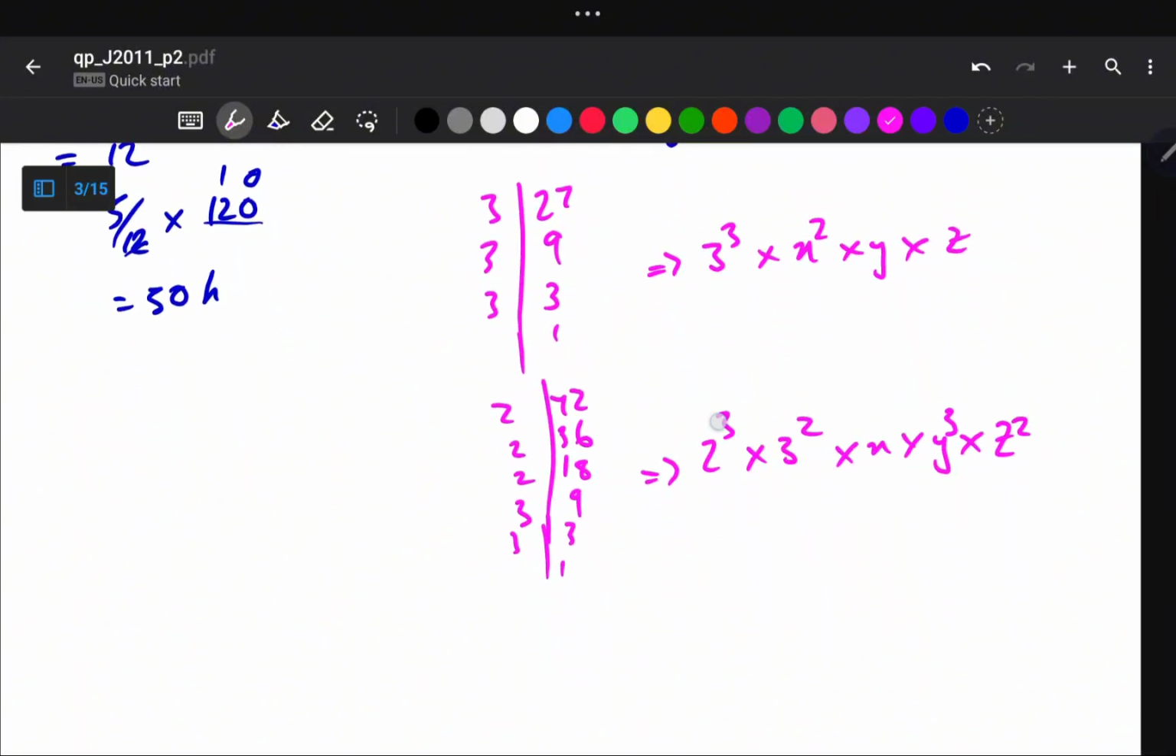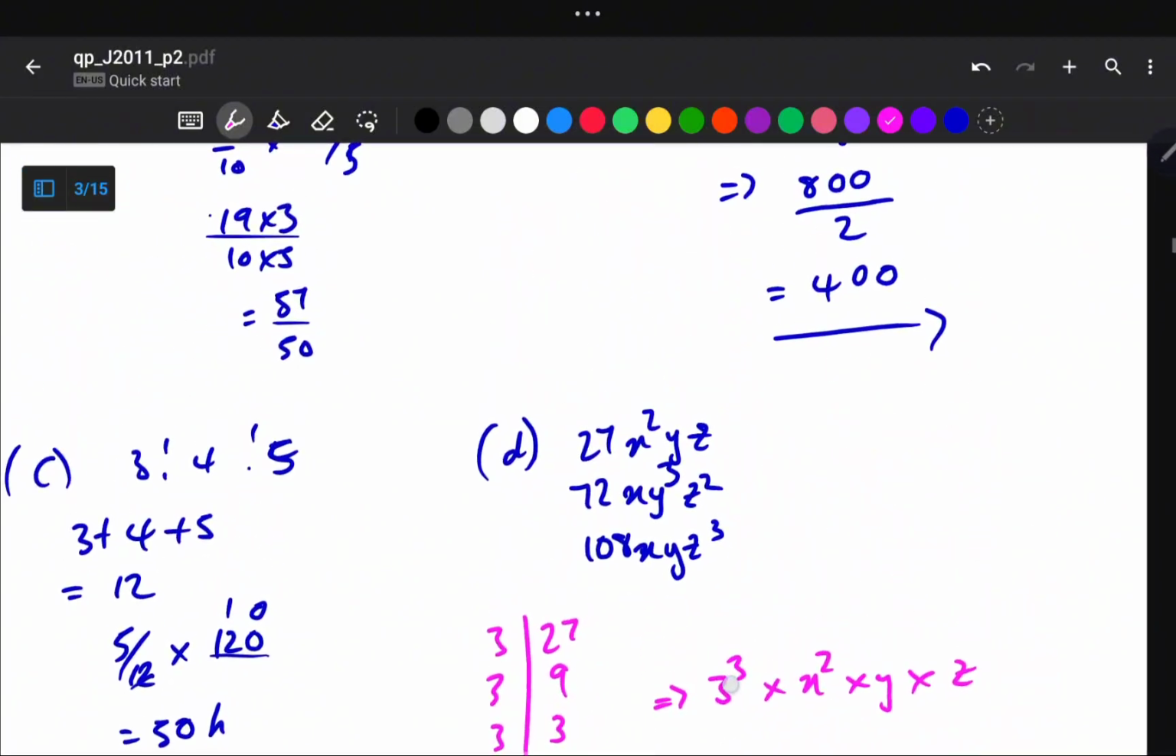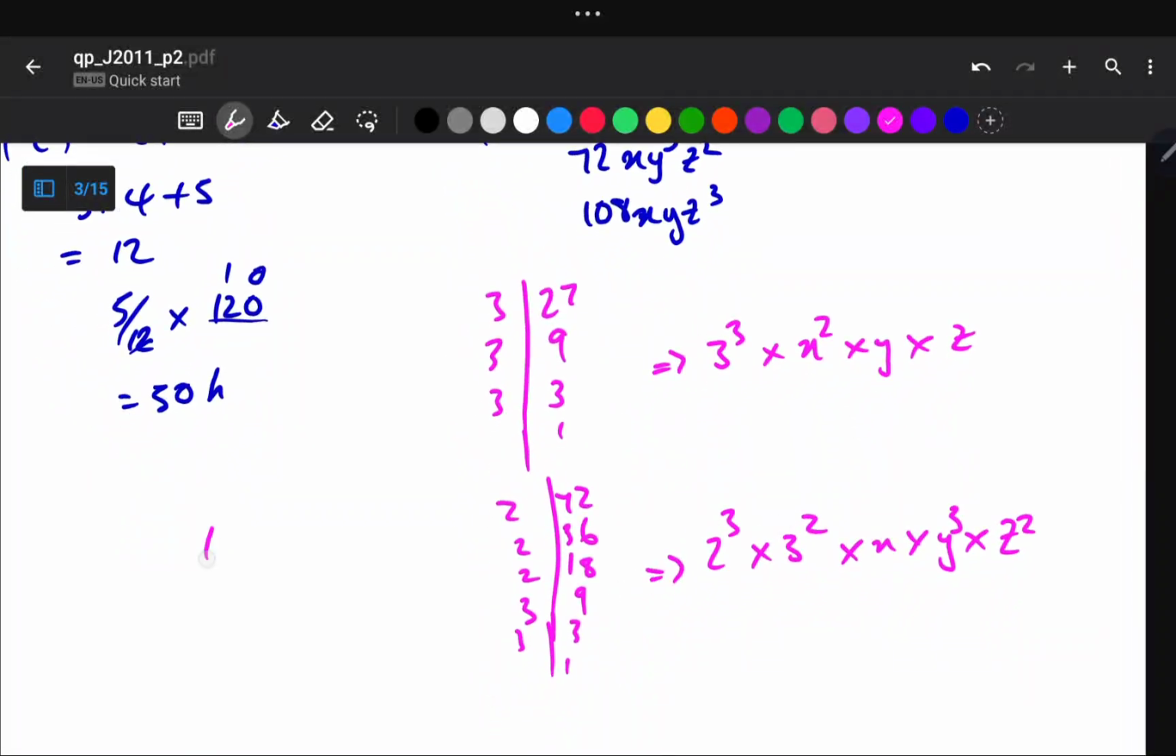And then for 108, again divide by 2. So 108 divided by 2 gives us 54. And 54 divided by 2 gives us what? 27, right? And then 3 into 27 gives us 9, and 3 into 9 gives us 3.